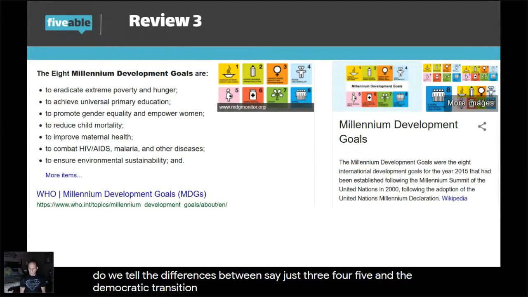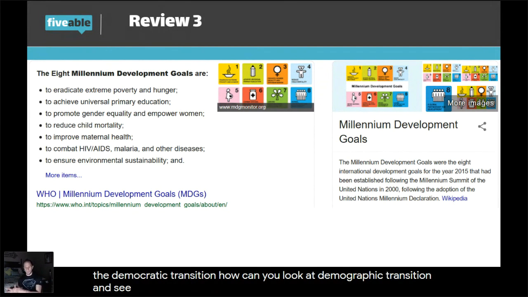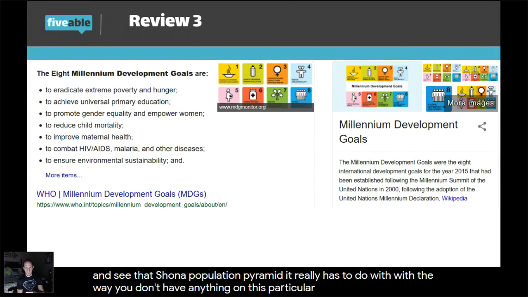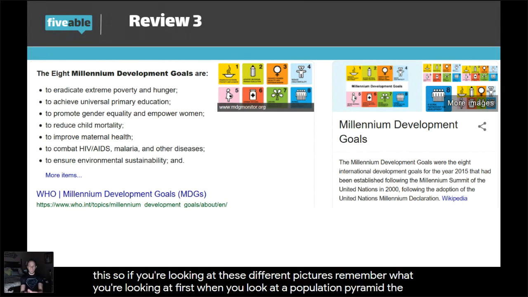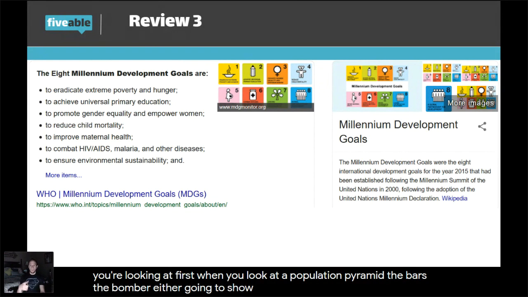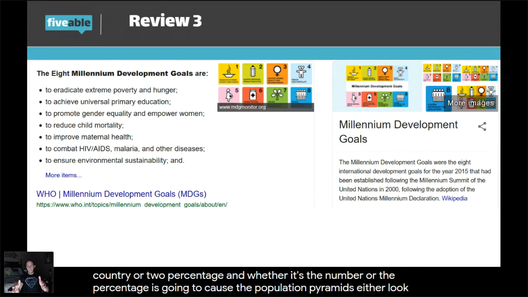I think the question is asking, how can you look at demographic transition and see that shown on a population pyramid? It really has to do with the way, and I don't have anything on this particular slide that can show you this, but if you're looking at these different pictures, remember what you're looking at. First, when you're looking at a population pyramid, the bars at the bottom are either going to show the number of people in the country or the percentage, and whether it's the number or the percentage is going to cause the population pyramid to look either more skinny or more fat.